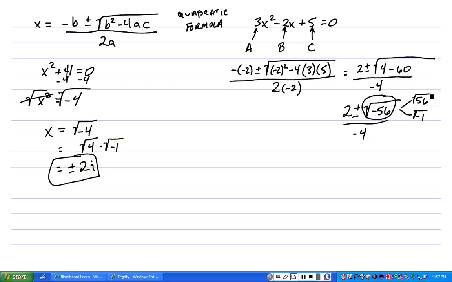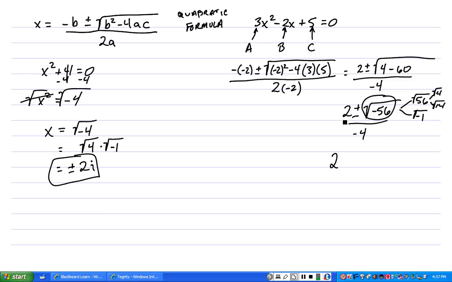Alright, so 4 and 14, is that right? Yeah. So 56 is like saying the square root of 4 times the square root of 14, because 14 times 4 is 56.